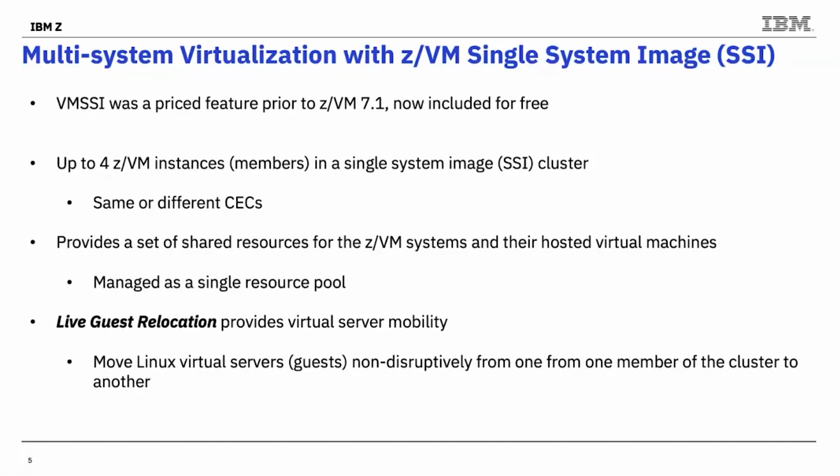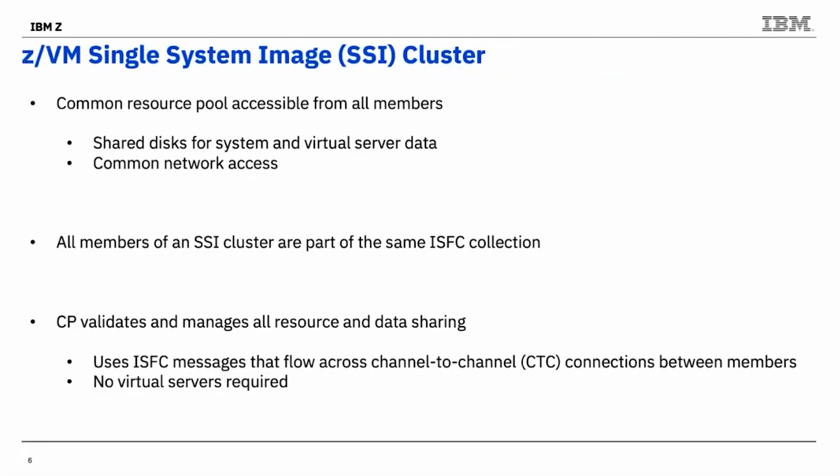So that function, which we call live guest relocation, or LGR, is going to be the real center topic for part 2 of our SSI discussion. So when we talk about the resources that are shared between members of an SSI, what do we really mean? Well, we primarily mean shared disks for any of the data that we use, both by CP to manage our individual z/VM hypervisor or the data that's used by our virtual servers themselves. We also mean things that are needed for common network access among our cluster. We'll really dive deep into what all this looks like today.